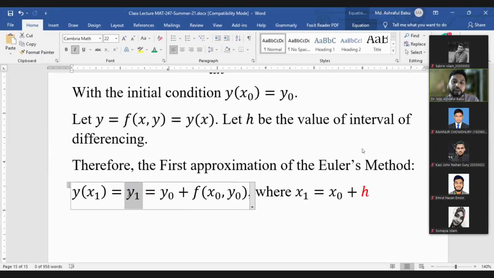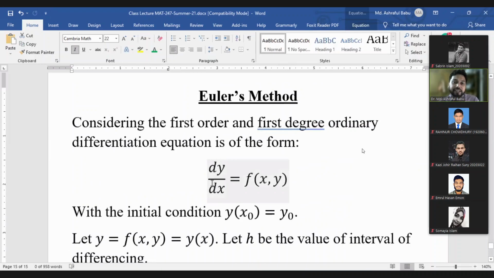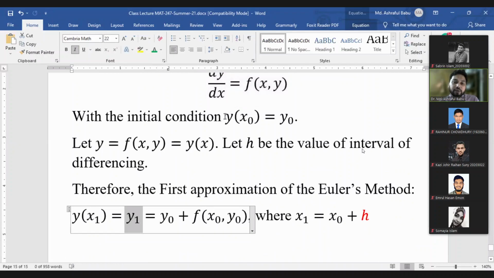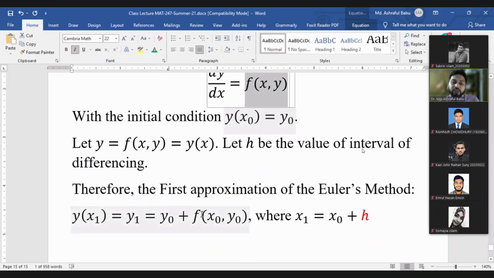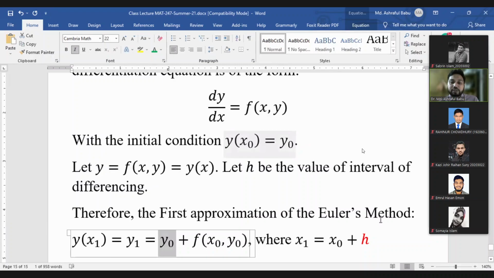Yes, sir. So if I give you a differential equation and ask you to find the first approximation of Euler's method based on the initial condition, how can you find y1? We just use the formula y1 equals y0 plus f of x0, y0. You know x0 and you know y0, because this is the initial condition. Put these values in the function and you will get a result, and you add it to the y0 value. That will be our first approximation, and that is our result. So this is called the first approximation of Euler's method. Is it clear to everybody?